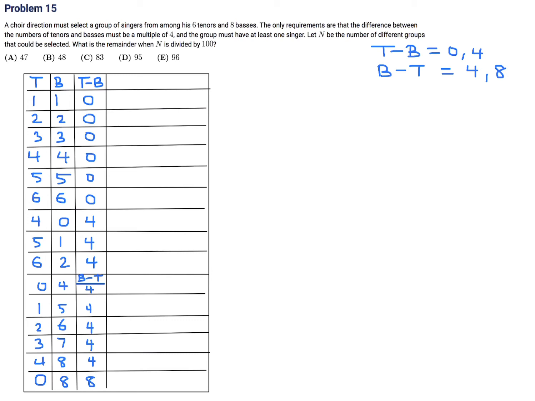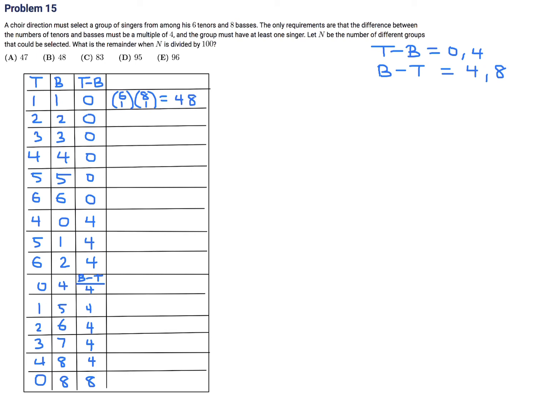For the first one, if I want 1 t, that means from the 6 t's, I choose 1. And then if I want 1 b, from the 8 b's, I choose 1. And then I get what that is equal to. And that is 48. So that's how you're going to do this.